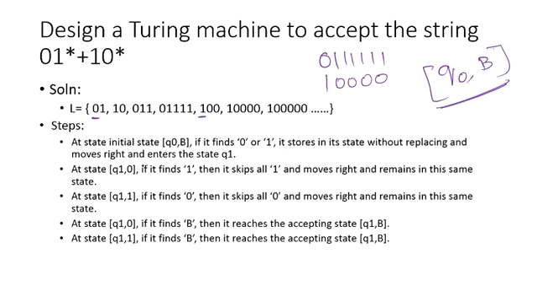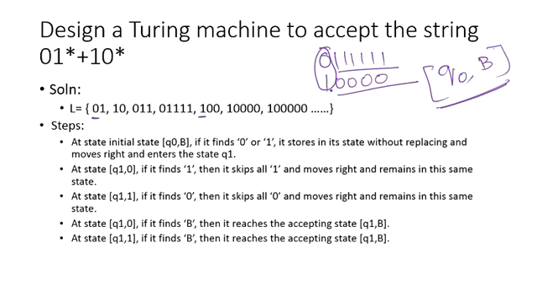So what you are going to do here is, initially when Q0 finds 0 or 1, it stores it in the state without replacing and moves to the right and enters into Q1 state. So when it encounters the first 0 or 1, it will store it in its finite control, and then it will move to Q1 state and goes on. So in Q1, we have two possibilities, either it can be 0 or it can be 1. If it is 0 in the finite control, then it should skip all the 1s and move towards the right and remain in the same state.